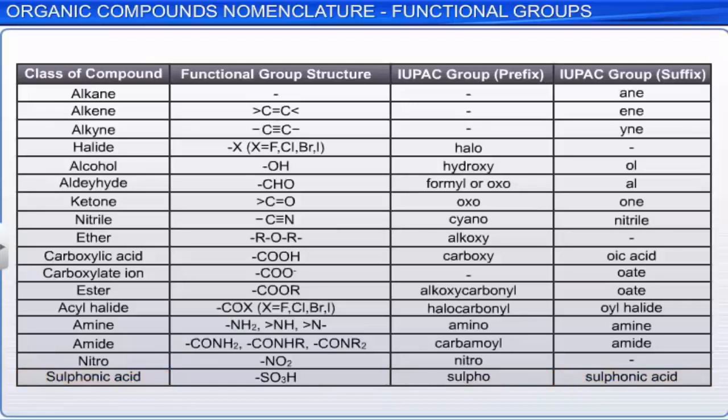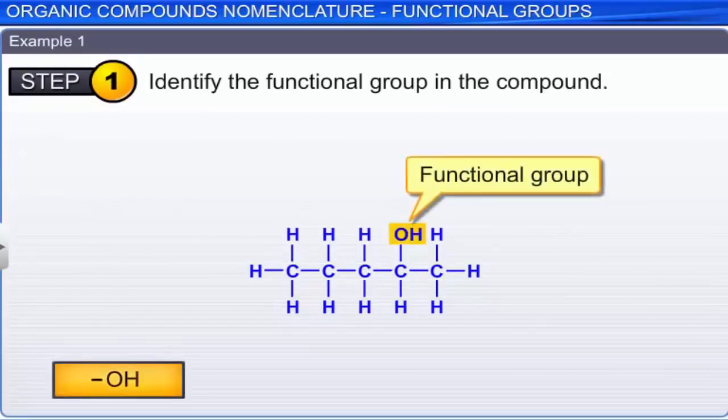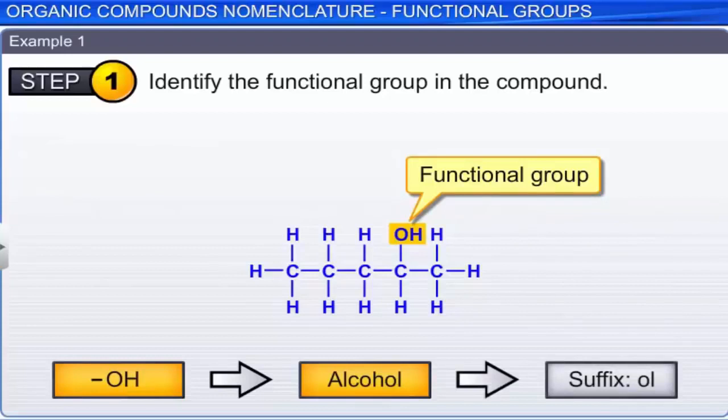Now let's see how we can use the prefix and suffix to assign names to compounds. Step 1. Identify the functional group in the compound. In this example, the functional group OH belongs to the class alcohol. As per the IUPAC system, the suffix for the alcohol group is -ol.